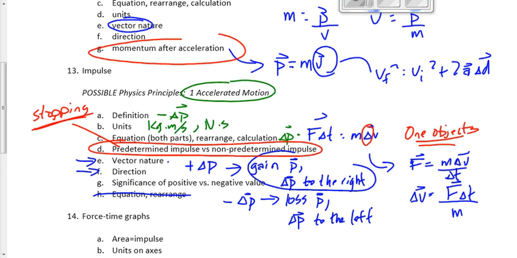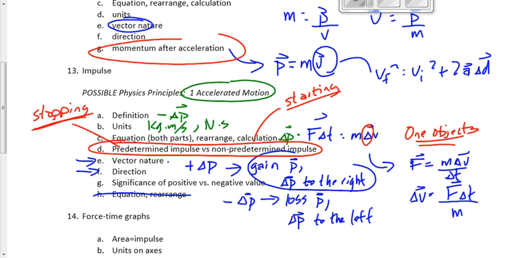The other situation is the non-predetermined impulse. This is when we don't know what the impulse is going to be. The situation there is usually when we're starting an object. The golf ball sitting on the tee. I know its momentum is zero right now, but after I hit that golf ball, I don't know what its momentum is going to be. The baseball that's in my hand. I know its momentum right now, but I don't know what it's going to be after I throw it. Its impulse isn't predetermined.